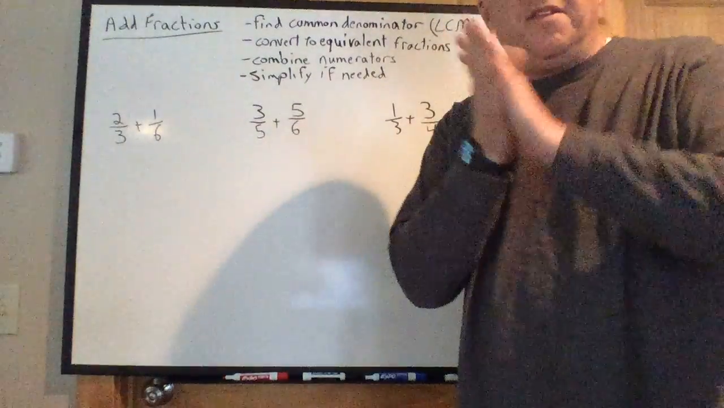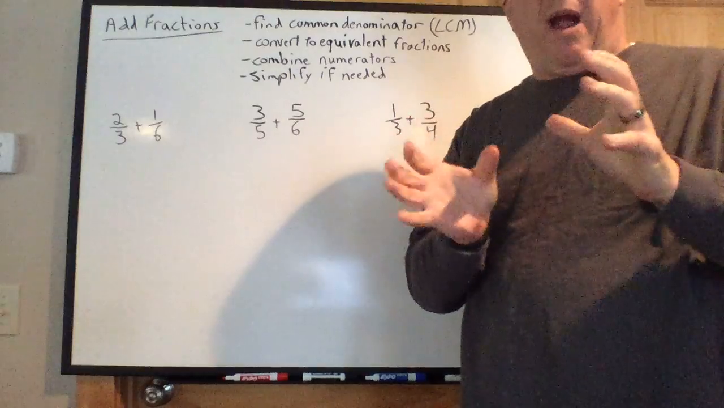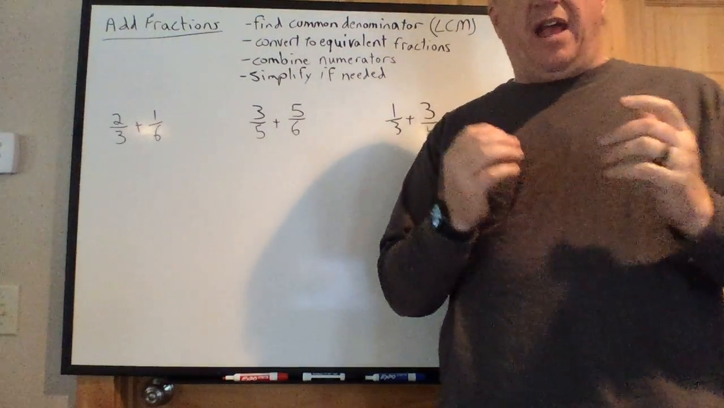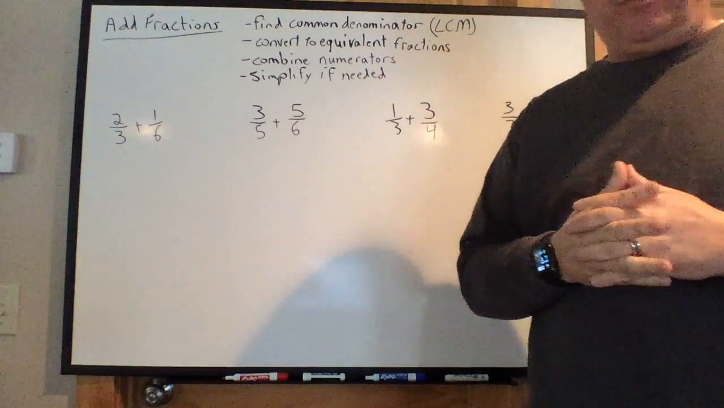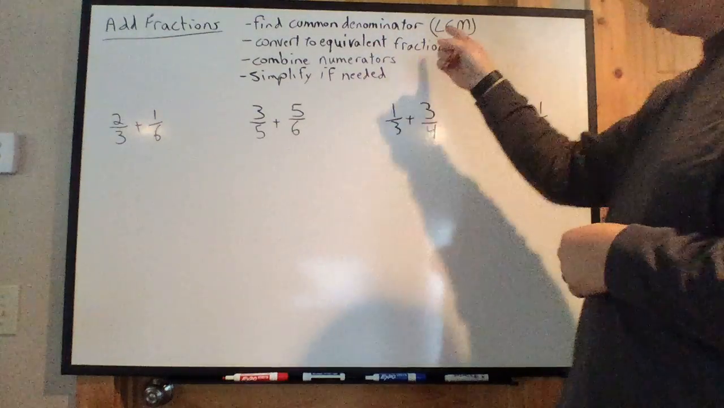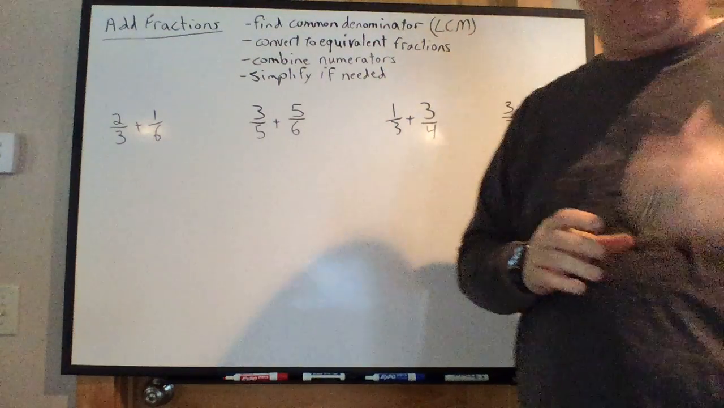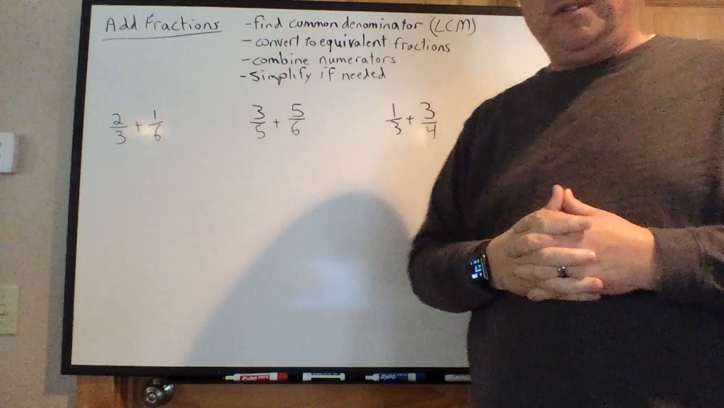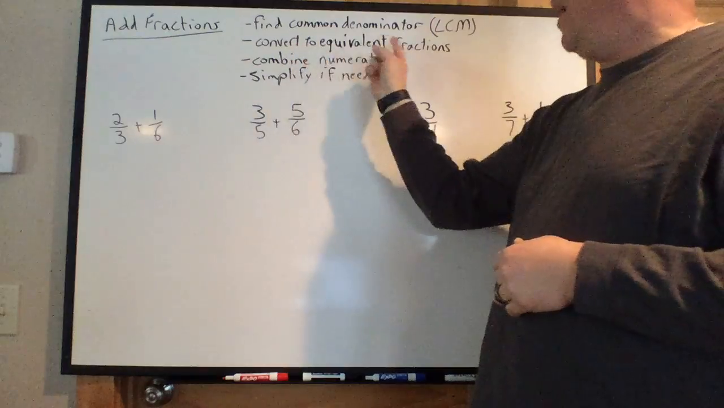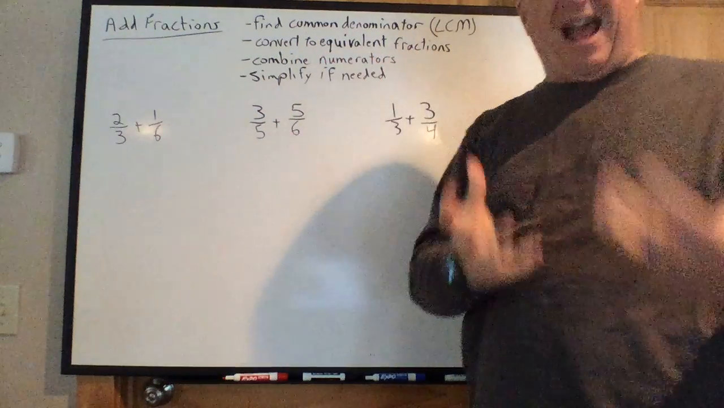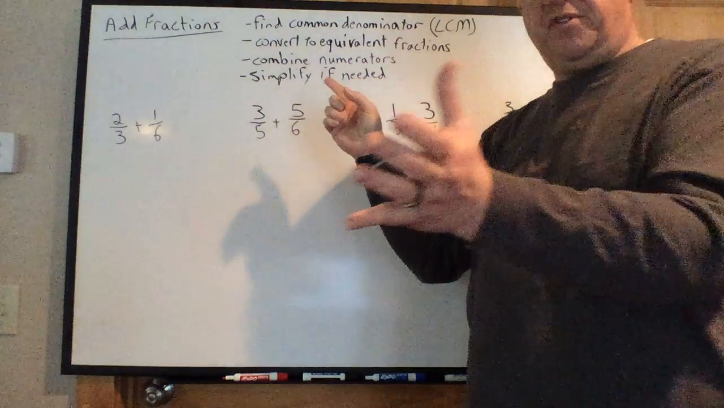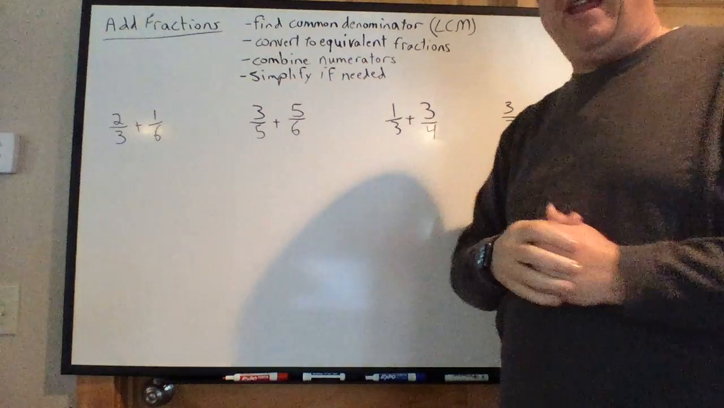Hey there. Okay, in this video, we're going to talk about adding fractions. There's a few things that we need to make sure get taken care of as we get ready to add or subtract fractions. When we add fractions, first thing we need to do is find a common denominator, which means I need to find the LCM, or the least common multiple, between those two denominators. Then we're going to convert the original fractions into equivalent fractions that have a common denominator. Then we'll combine the numerators. Obviously, the denominator moves over, and then we simplify if needed.